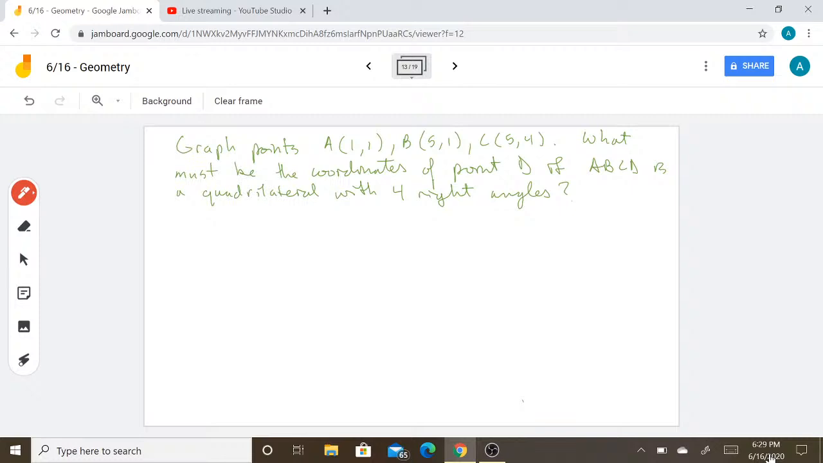So now we're just going to try some problems to implement the stuff that we've learned so far about coordinate planes and points. So this question asks us to graph the points A, B, and C with their corresponding ordered pairs, and it asks what must be the coordinates of point D if ABCD is a quadrilateral with 4 right angles. So first we can start off by graphing the 3 points that we do know, which are A, B, and C.